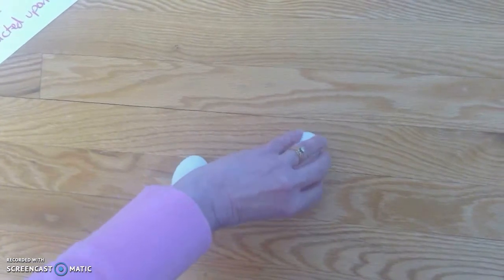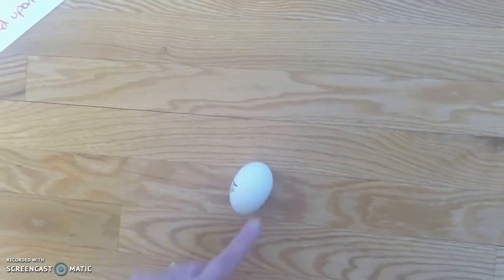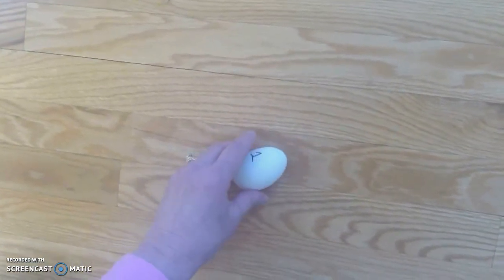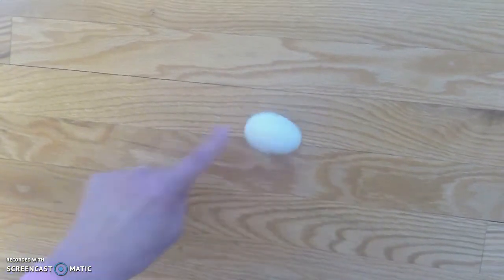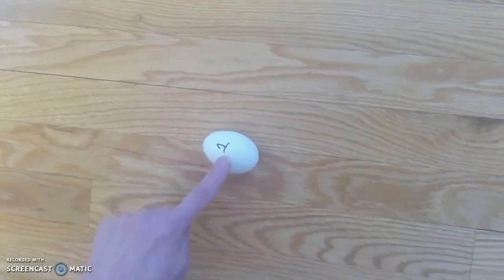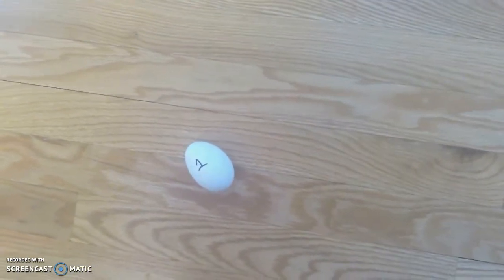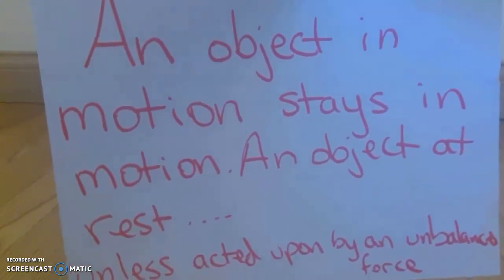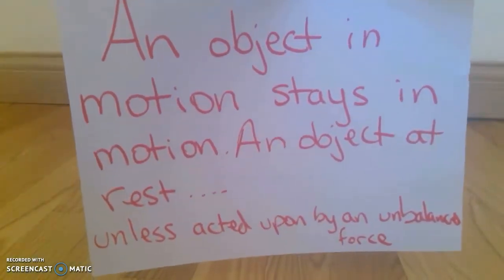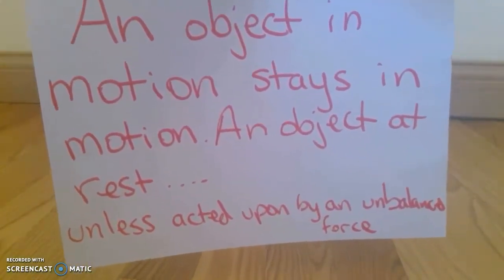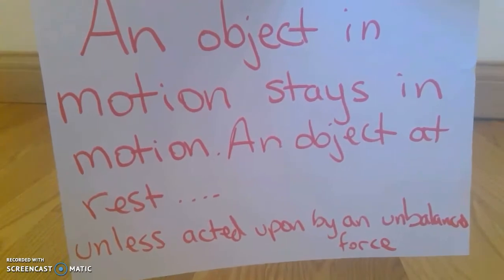So number 1 is the raw egg, and it keeps going because of the yolk inside. The yolk inside the egg is in motion and it wants to stay in motion. So even though I've stopped the egg, the inside of the egg is still going. Okay, so that first one was an example of Newton's first law, which is an object in motion stays in motion, an object at rest stays at rest unless acted upon by an unbalanced force.